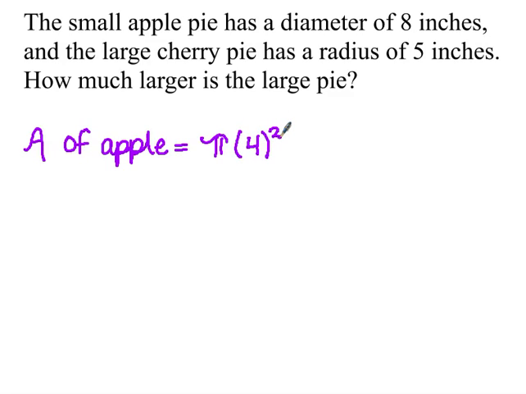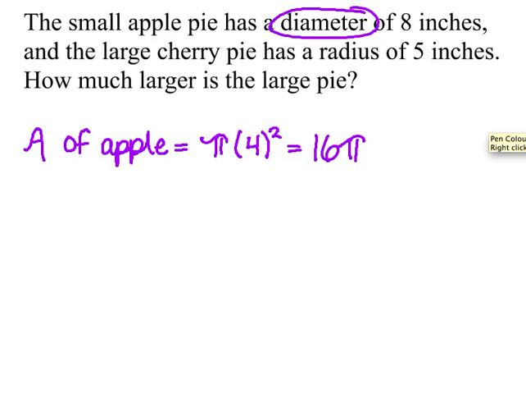Now, why are we using 4 instead of 8? It says diameter of 8 inches, so that means it has a radius of 4. So this actually comes out to be 16 pi. I need you to just go ahead and leave that in terms of pi. Don't come up with an answer.